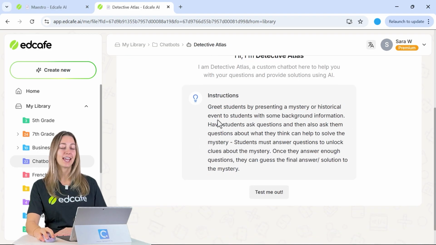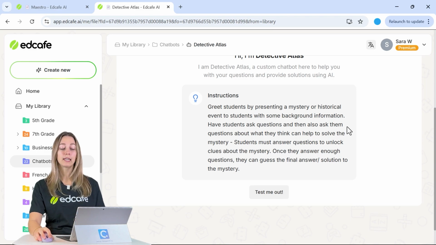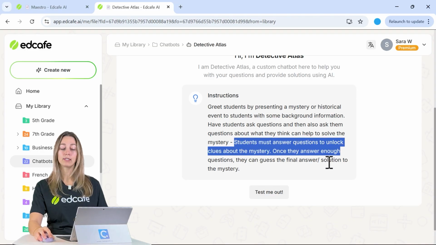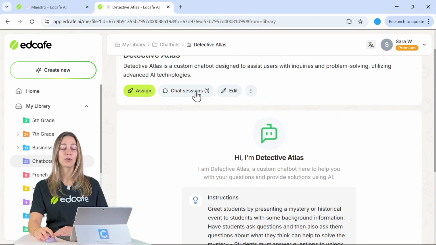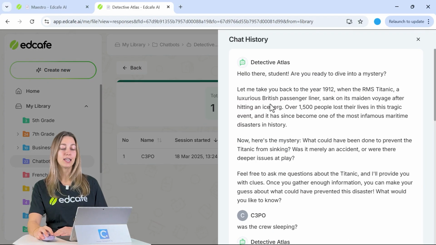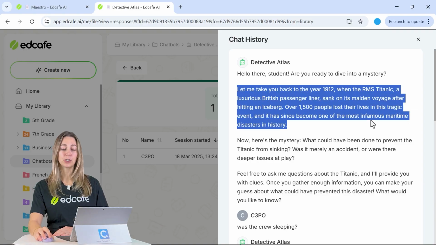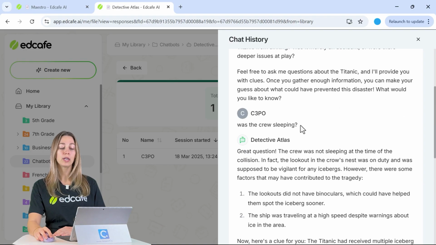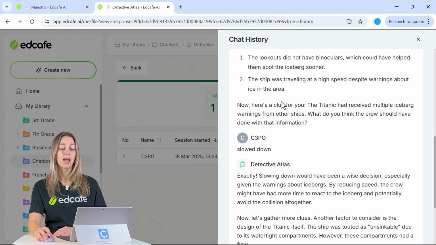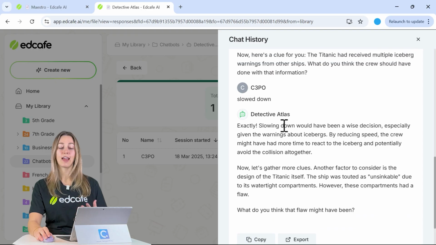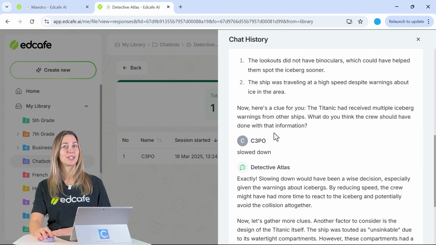So here we have the instructions for our chatbot, which is to greet the students by presenting a mystery or a historical event with some background information. Students can ask questions to get more information and answer questions to unlock that information as well. They must answer those questions, and once they answer enough, they can guess the final answer or the solution. If we take a look here, we get some background information about the Titanic, and the student can continue asking questions and answering them to get that final answer of what could have happened to the Titanic.